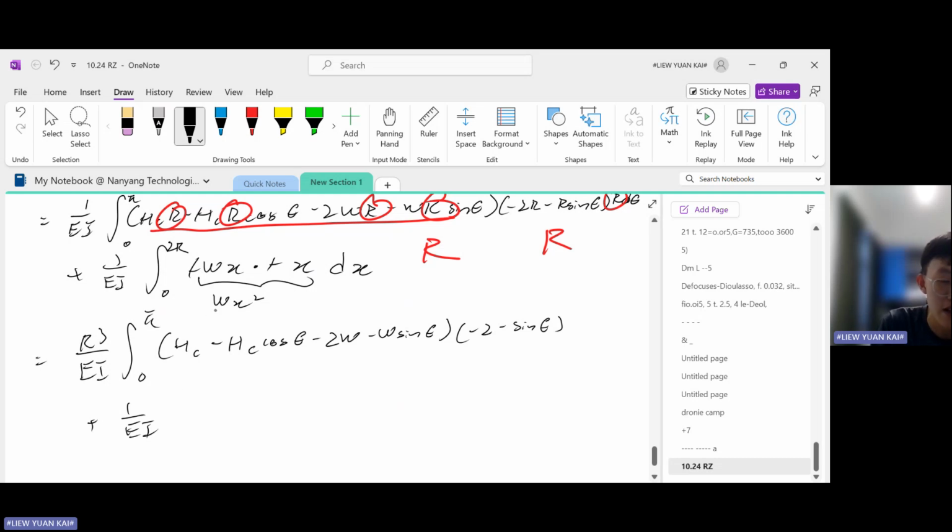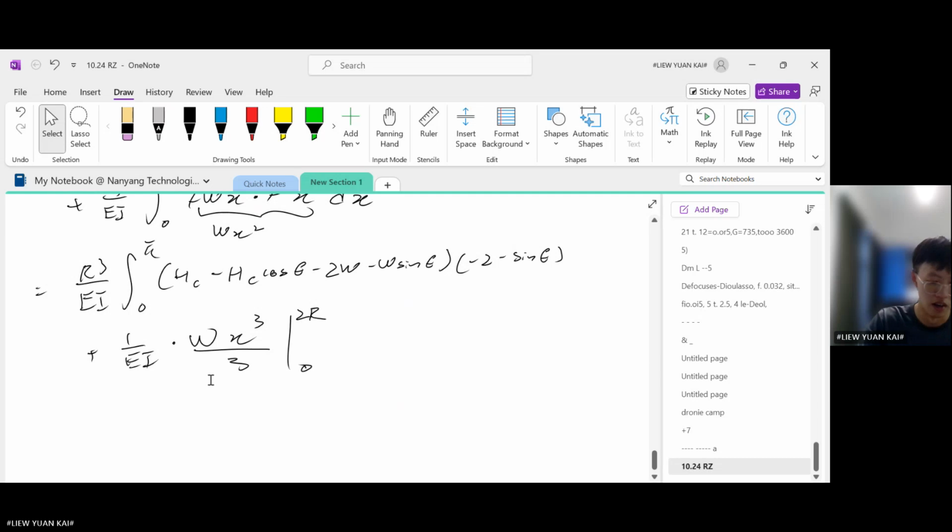So integrate wx squared. So I'm going to copy down the w. Then integration of x squared is power plus 1 divided by the new power. Okay, then our limits are 0 to 2r.